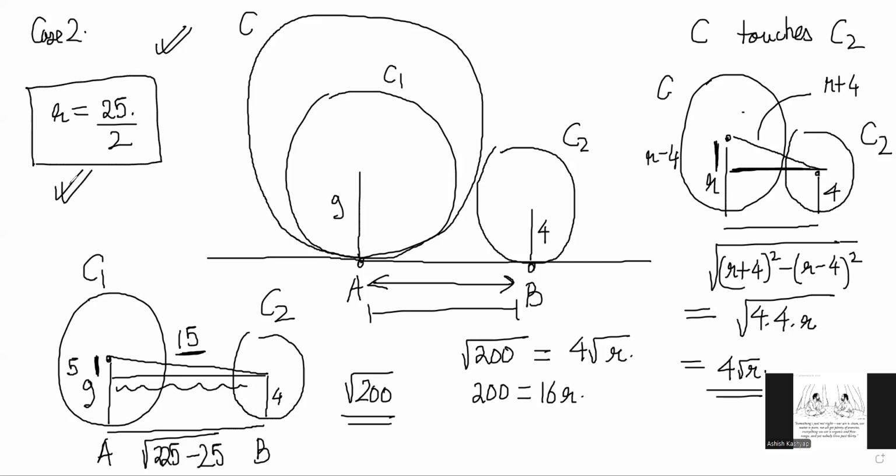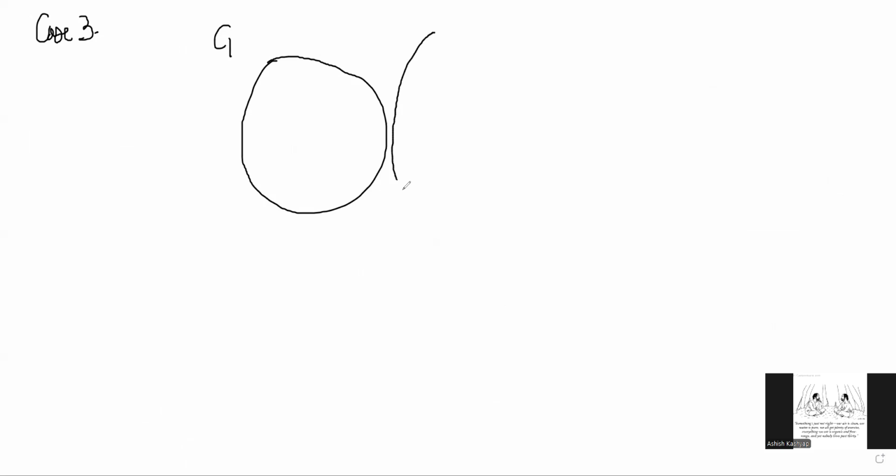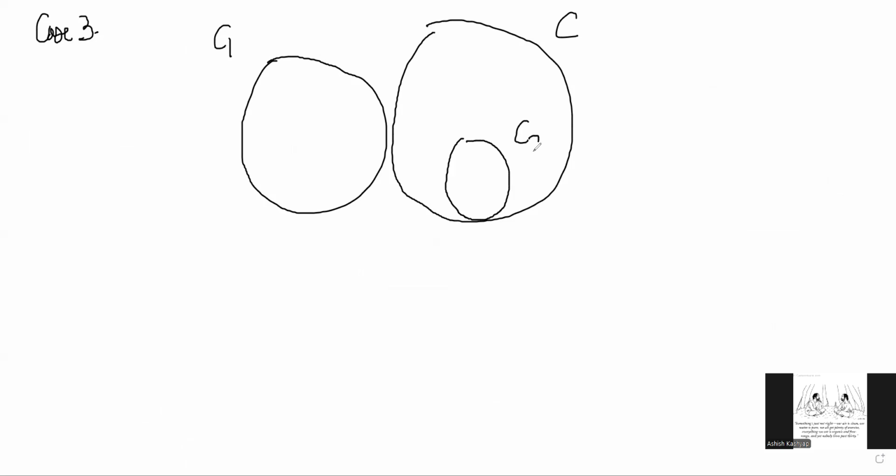So in case 1, our radius of the circle C was 2. In case 2, it is 25 by 2. Let's look at a similar case 3. And this time the internal touching is with circle D or circle C2. So you have, this is my circle C1, this is my circle C, and this is my circle C2. This is my point B, this is my point A, this is the line AB. So exactly same situation as before, but this time circle C has circle C2 inside it, right?